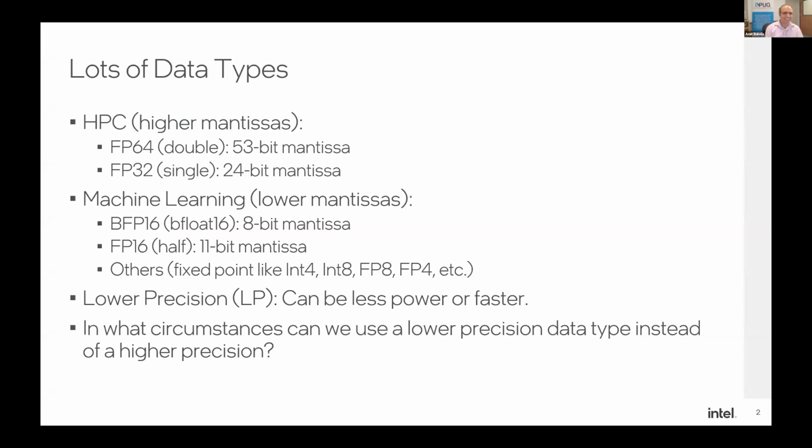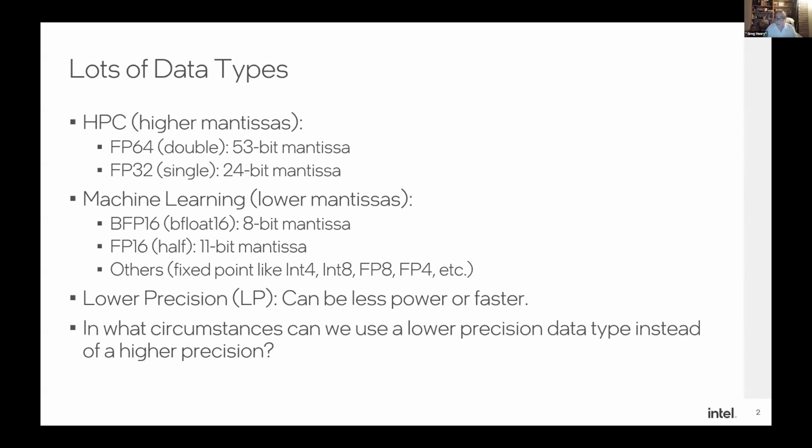So there are lots of different data types, and I apologize in advance. This is going to be a very technical talk, so hopefully people are in the mood for that. There are some high precision data types, single and double. Everyone knows that. This is an HPC conference after all. And there are all these machine learning, lower precision data types, which people have been learning about as well.